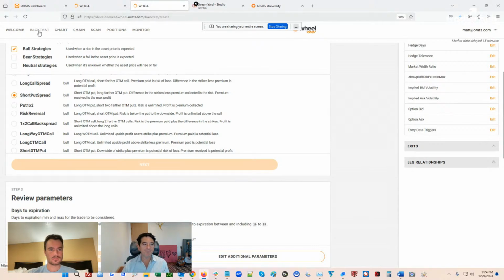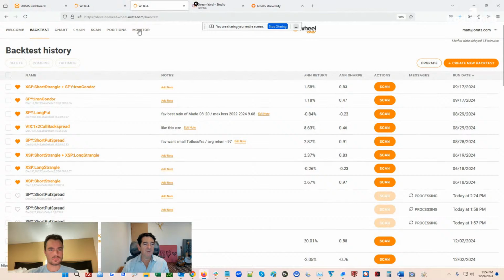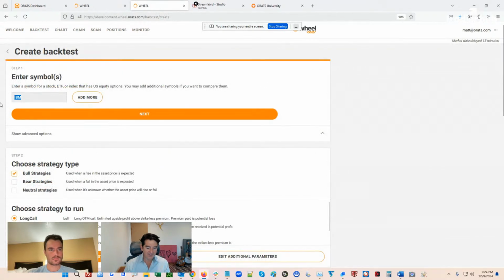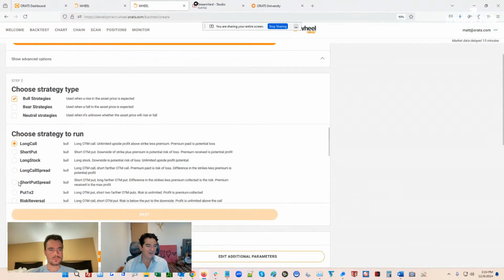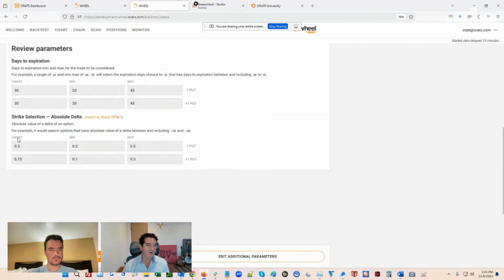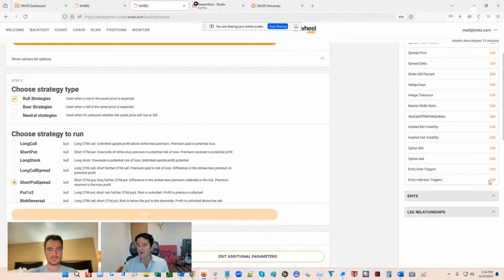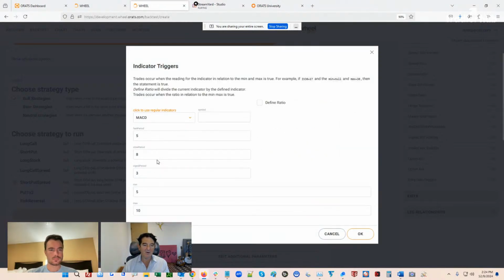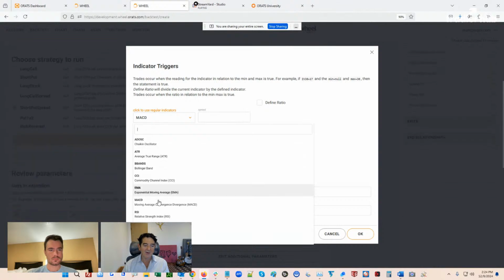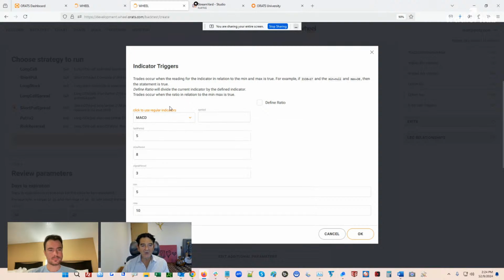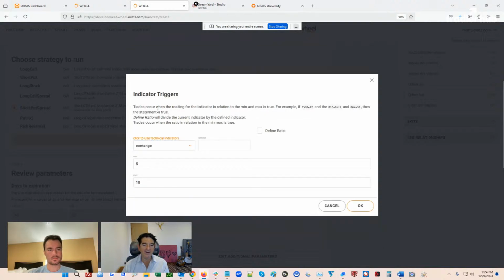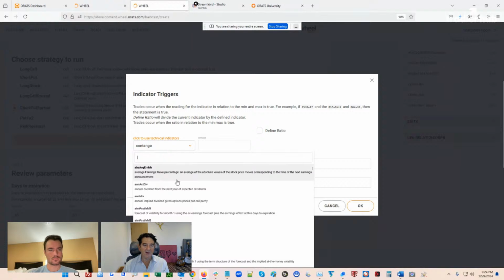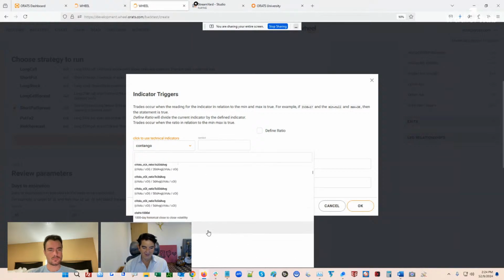This is our initial one. So you go to the backtest, you can create a backtest, go SPY, and we'll do, like I said, just a standard short put spread. We'll just leave the 30 days, 30 delta, 15 deltas in there. But we could then go to our entry parameters, and you could do things like contango, or you could even use technical indicators, MACDs, all the way to SMAs, Bollinger Bands, etc. You could use technical indicators, or you could click on that again, and it goes back to just our regular indicators here. So there's just a ton of them here.